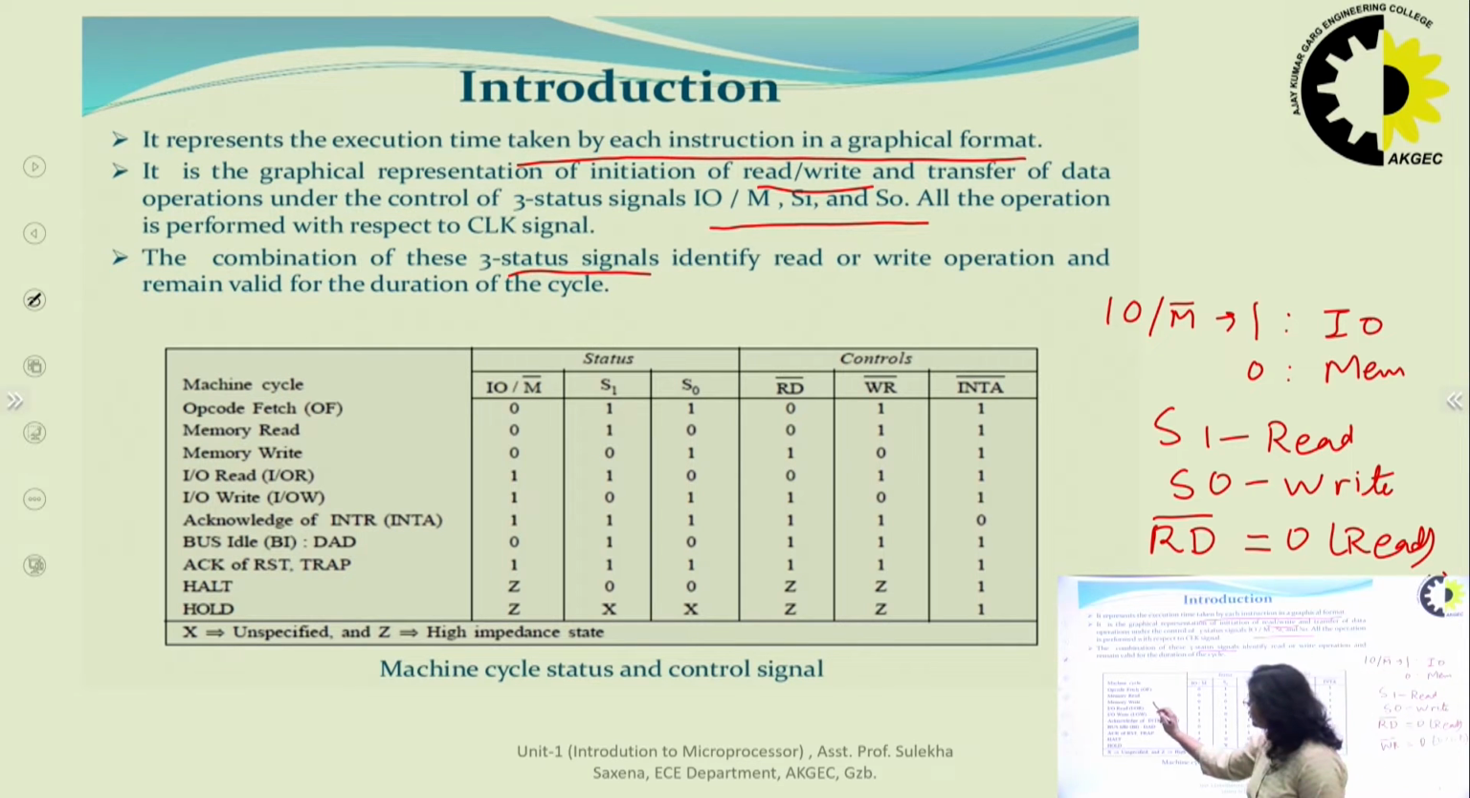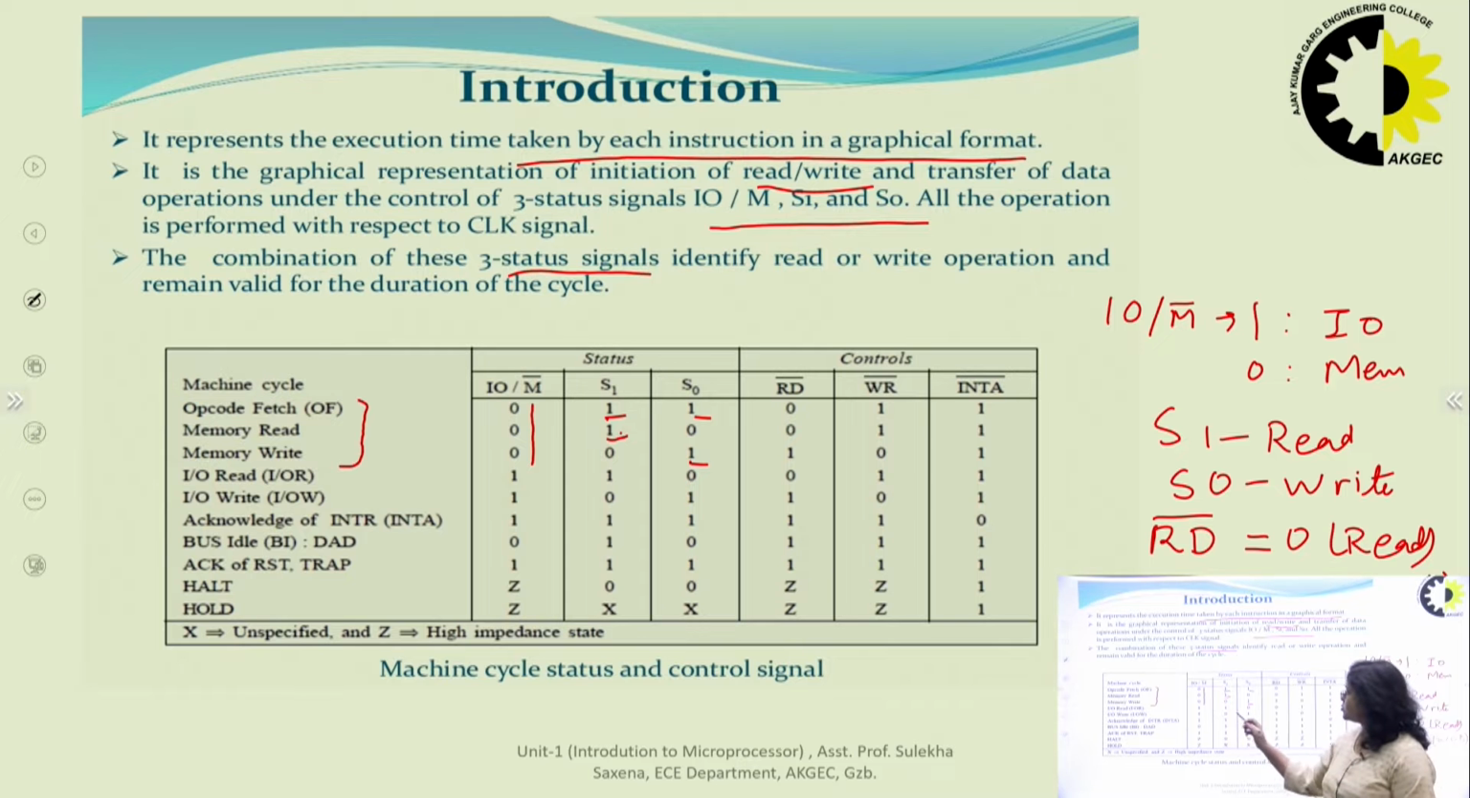For the starting 3 operations, that is opcode fetch, memory read and memory write, we are fetching data from memory. So IO/M bar is 0. For read operation S1 is used and for write operation S0 is used. So for memory read S1 is 1, whereas for memory write S0 is 1. And in case of 1-1, which is a special cycle, opcode fetch is done.